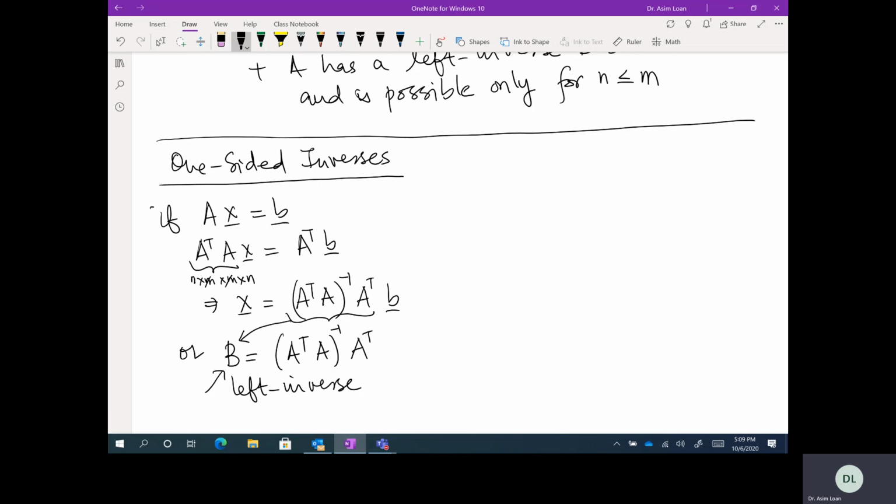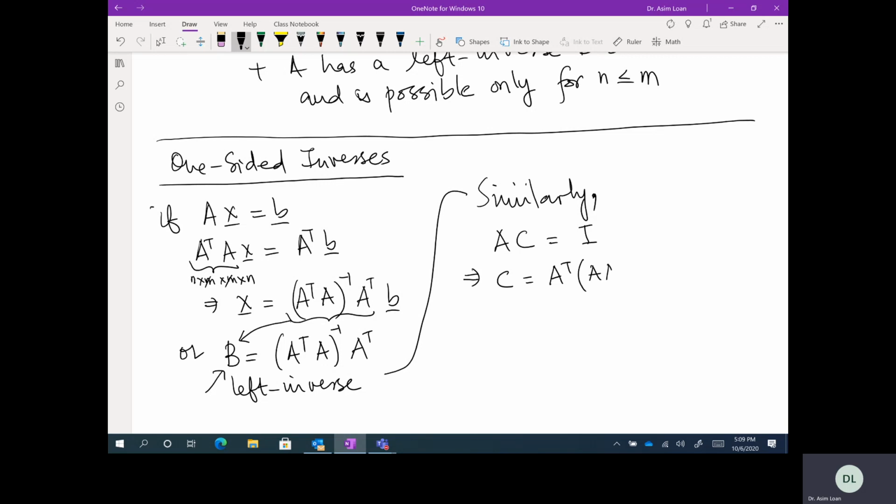Similarly, AC should be equal to I. If AC is equal to I, then this implies C is equal to A transpose times (A A transpose) inverse.